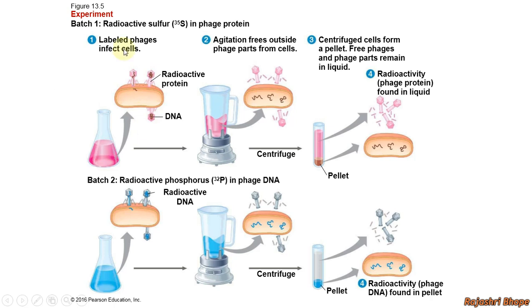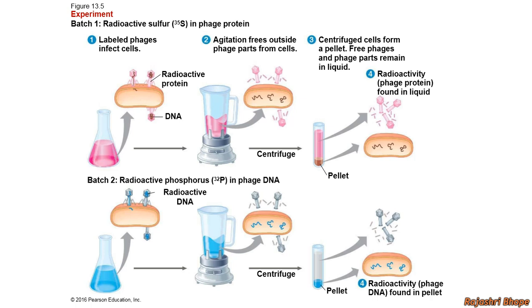See, the first stage, batch 1: they have used radioactive sulfur, S35, in phage protein. They have used S35 for labeling the phages. Now why is sulfur labeled? Because proteins contain sulfur-containing amino acids, as you might know, cysteine and methionine. So this sulfur is used for labeling of proteins.